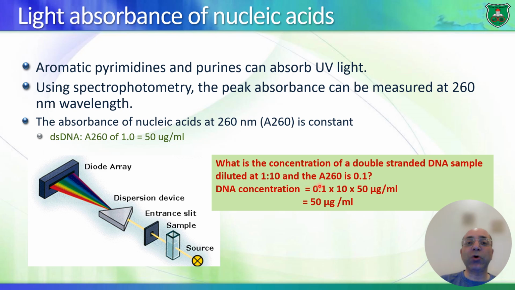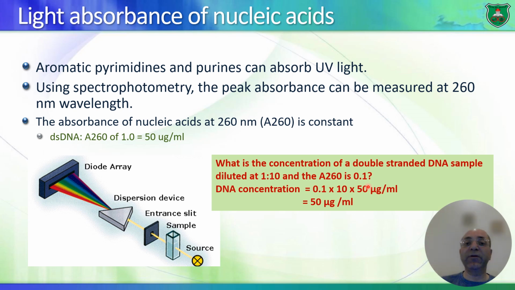And absorbance, A, at 260 nanometers, that's the UV range. This is the maximal wavelength that DNA can absorb, is 0.1. So 0.1 unit of light is absorbed by this sample, and this sample is diluted 1 to 10. So how do we calculate the concentration of the original sample?